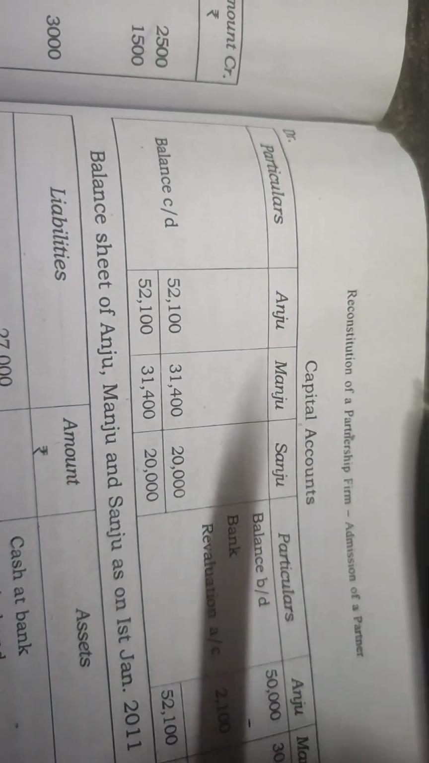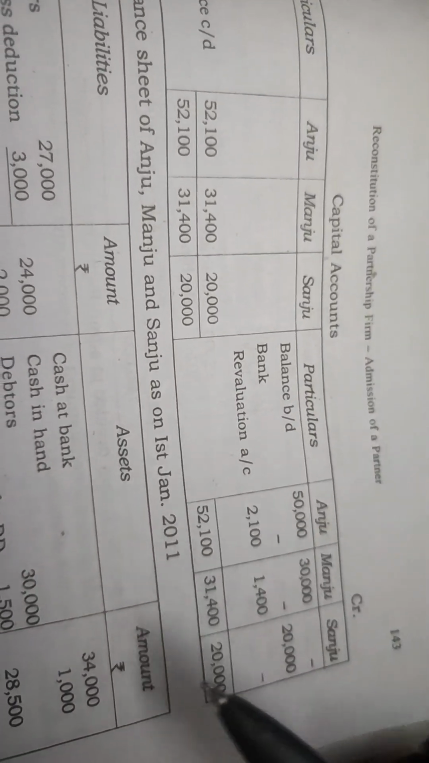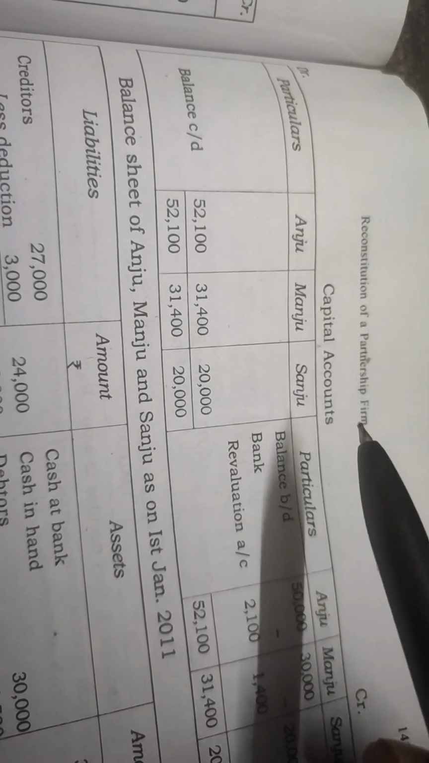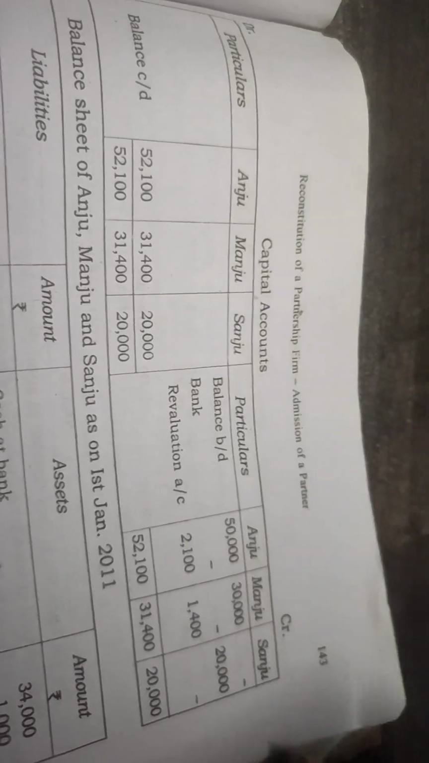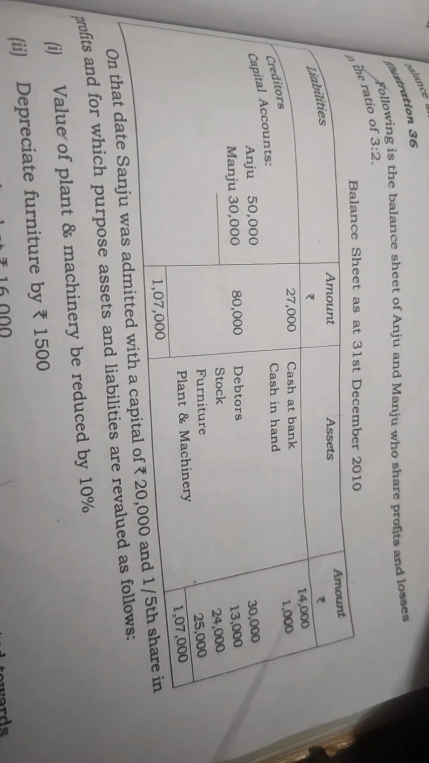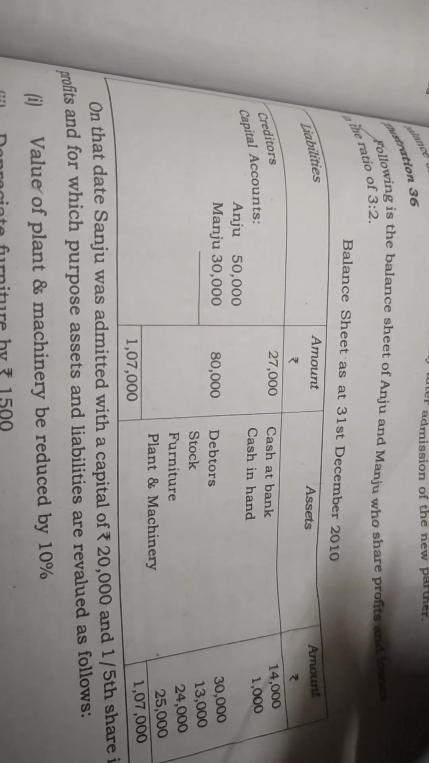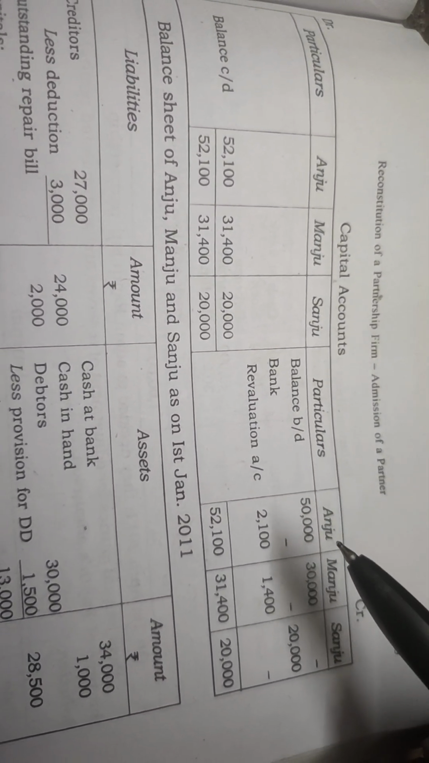Then we have to show the capital account. On the debit side, there will be 3 amount columns. There are 3 partners' amount columns. The credit side also shows the 3 partners' amount columns. Here in the capital account, the opening balance will be on the credit side. The opening capital, that is what Anju and Manju brought, is 50,000 and 30,000 respectively. 50,000 and 30,000 should be shown on the credit side, as capital has a credit balance.